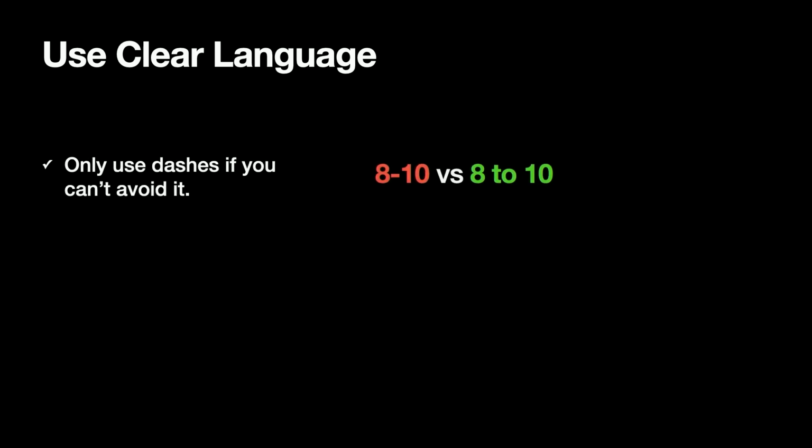Use of clear writing and language is crucial to the success of an accessible website. One of the rules, and this also translates to comprehension of content, is not using dashes. When a screen reader is reading a dash, it will say 8-10, and you want it to say 8 to 10 in this case. So unless you absolutely need to use dashes, it's something to stay away from.